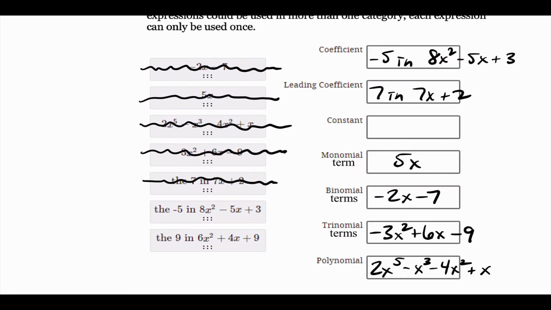So the only one that's left is a constant, 9. Yeah, 9 is a constant in that guy. 9 is the constant because it's all by itself. It has no x. If it's all by itself with nothing with it, it's called a constant. Could be positive, could be negative.